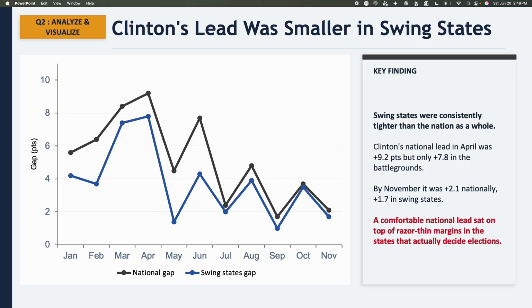Notice how the swing state line is almost always lower, meaning Clinton's lead in the battleground states was consistently smaller than her national lead. In April, she was up 9 points nationally, but only about 8 in the swing states. But by November, it was 2 points nationally and less than 2 in the swing states.